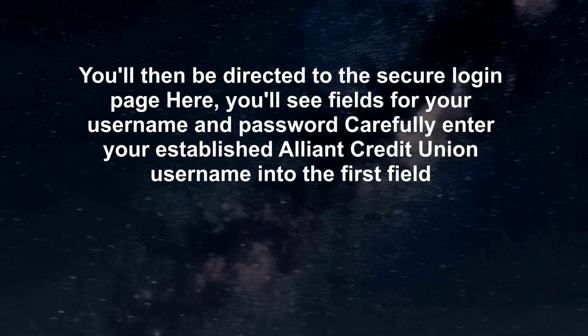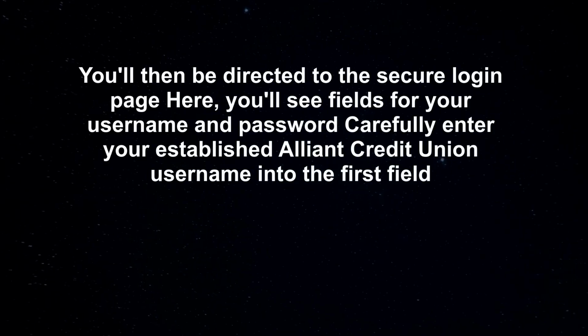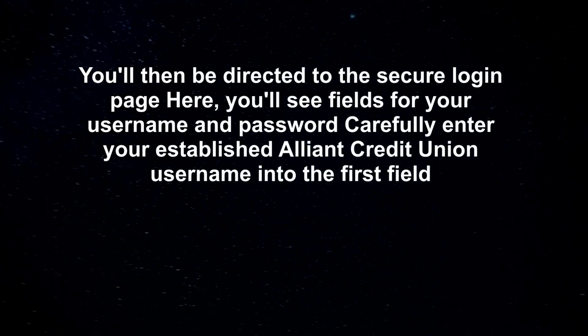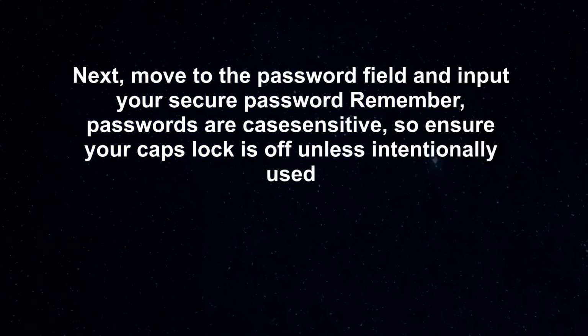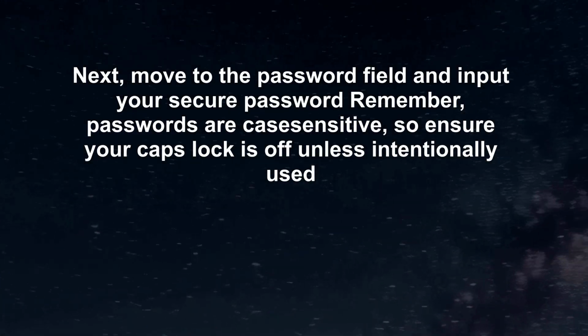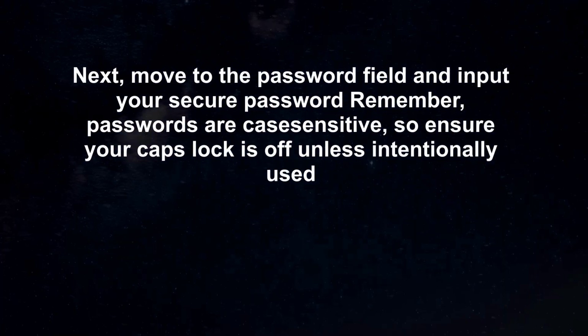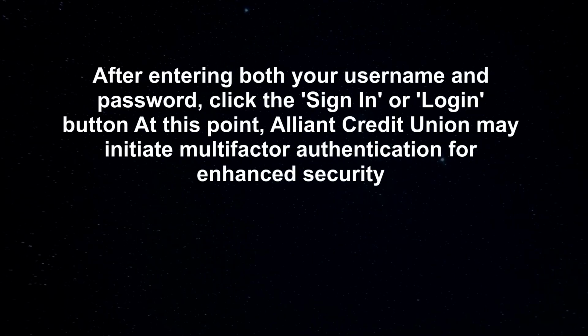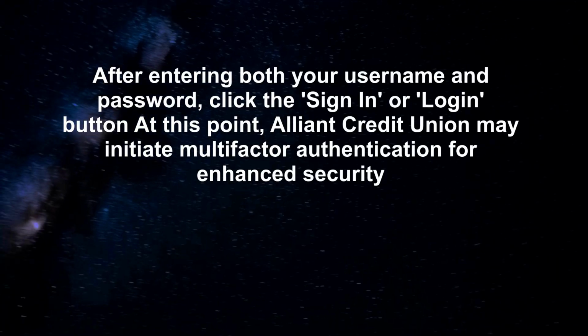You'll then be directed to the secure login page here. You'll see fields for your username and password. Carefully enter your established Alliant Credit Union username into the first field. Next, move to the password field and input your secure password. Remember, passwords are case sensitive, so ensure your caps lock is off unless intentionally used. After entering both your username and password, click the Sign In or Login button.